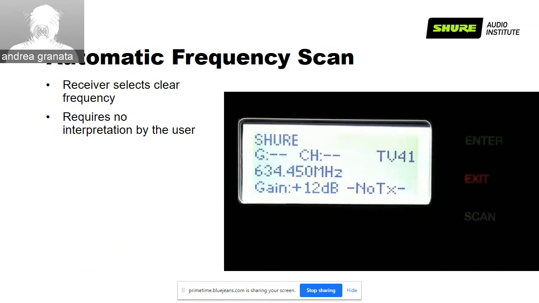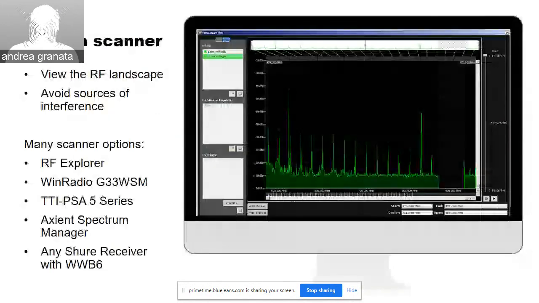But the automatic frequency scan can still be used as part of the bigger picture. When we use a scanner instead of just a receiver, we can see the landscape and we can avoid multiple sources of interference. Here we have some more options. I didn't mention before, I mentioned the TTI that I have, I mentioned the Spectrum Manager, I mentioned the Shure receivers. There are at least a couple more that it's worth mentioning.